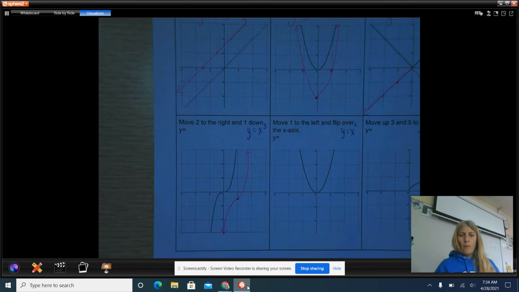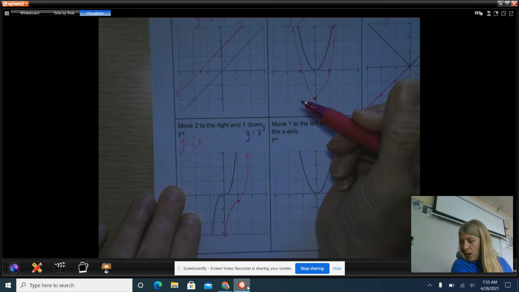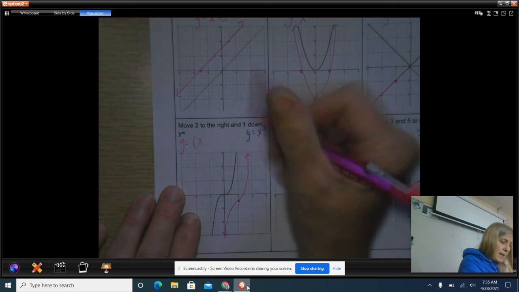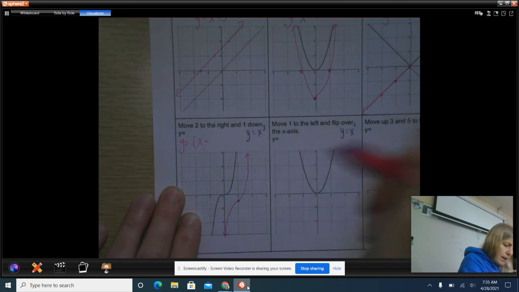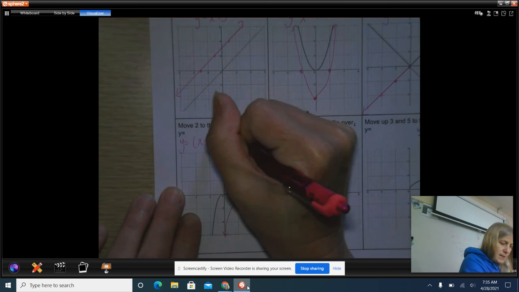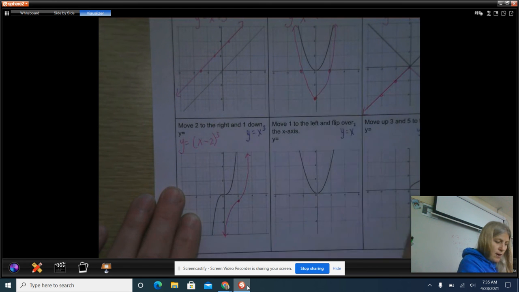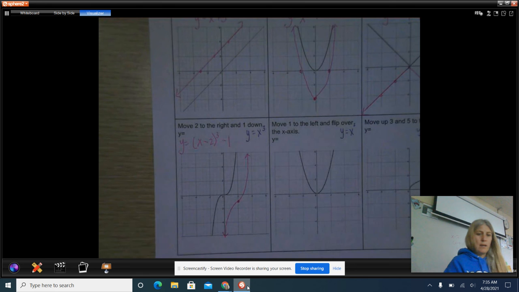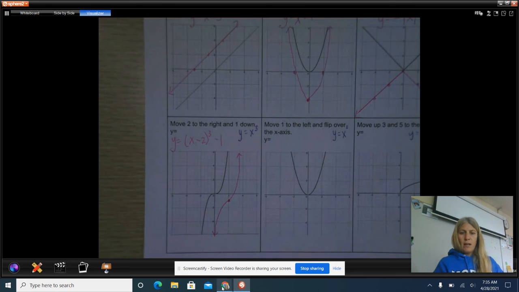Okay, so when we move 2 to the right, then we have it inside our absolute value. So that's going to be y equals x, 2 to the right, we are going to have a minus 2. And 1 down, and we're going to put our cube after that, and our 1 down is going to be minus 1. So let's go ahead and double check that one.